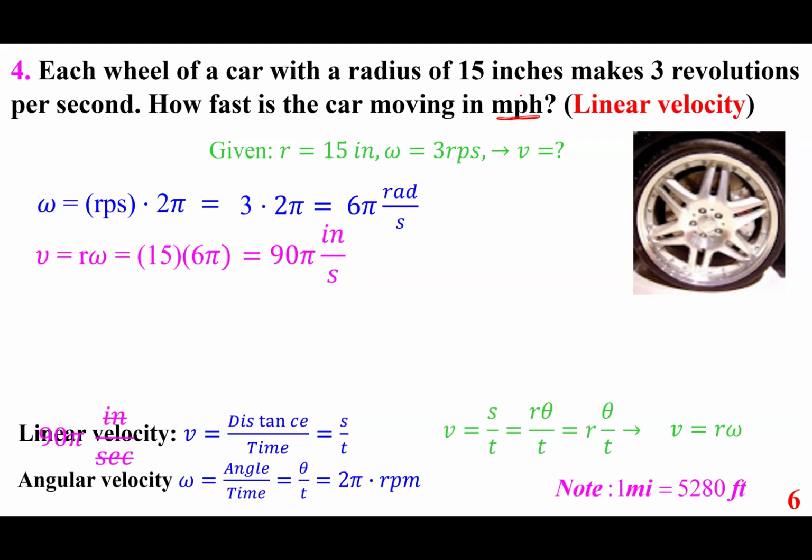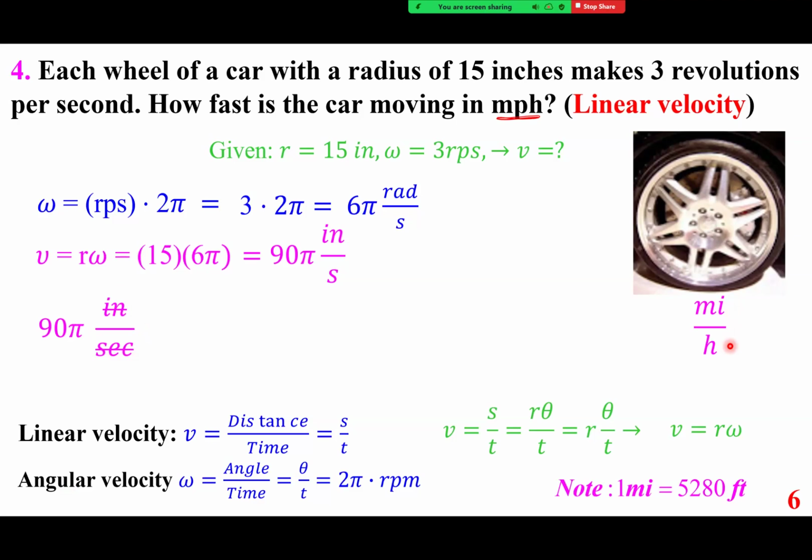So what do? We are going to write 90 pi inches per second. It's supposed to change. This is supposed to go away and become miles per hour. One mile is 5,280 feet.